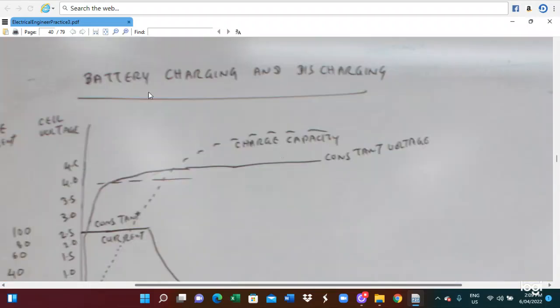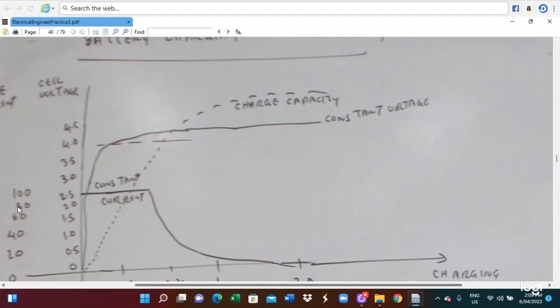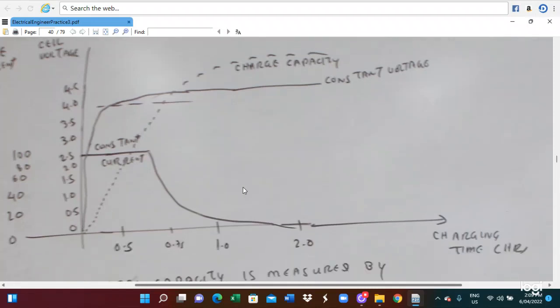So this is the battery charging and discharging diagram. When the battery charges, this is the constant voltage. There will be the cell voltage and also the charging time. We can draw the charging and discharge time. So this is the charging graph and here is the discharge graph.